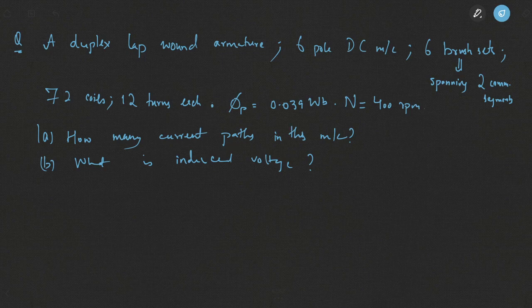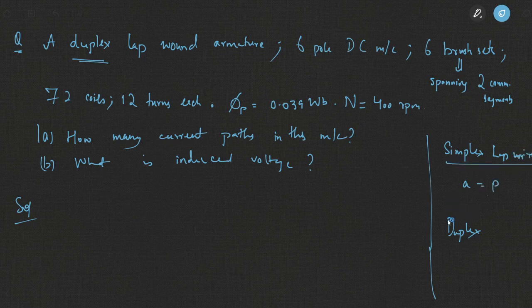Before we start with this question, there's a term here that we have not discussed so far, that is duplex. You'll come across two terms, simplex and duplex. In case of simplex lap winding, A is equal to P, so the number of parallel paths will be equal to the number of poles. While in case of duplex lap winding, A is equal to 2P. That means there will be twice the number of parallel paths compared to simplex lap winding. The windings are placed in such a fashion in the slots that the parallel paths become twice the number. So this is a duplex case.